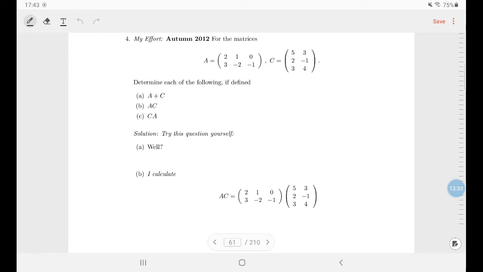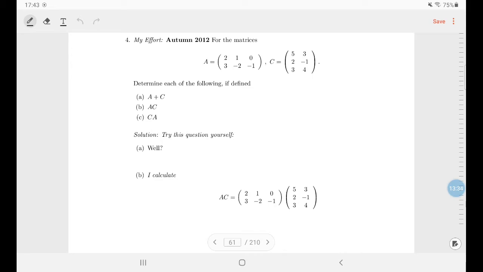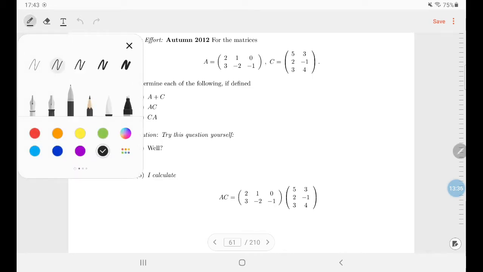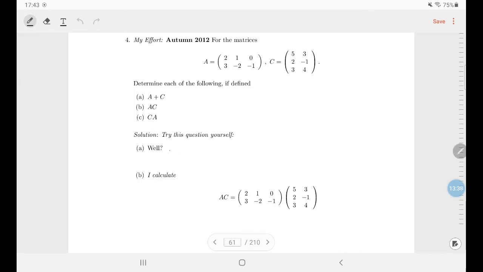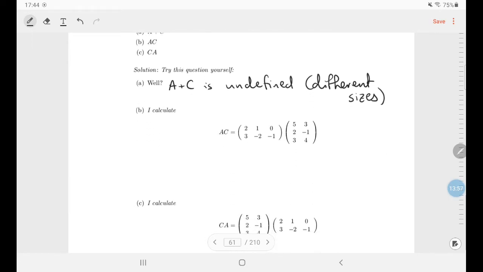Okay, we're back. So A plus C, well, can we add these together? Basically just no. A plus C is undefined. Because they're different sizes. It just does not make sense. Second thing, A by C. So I've written the A by C together.